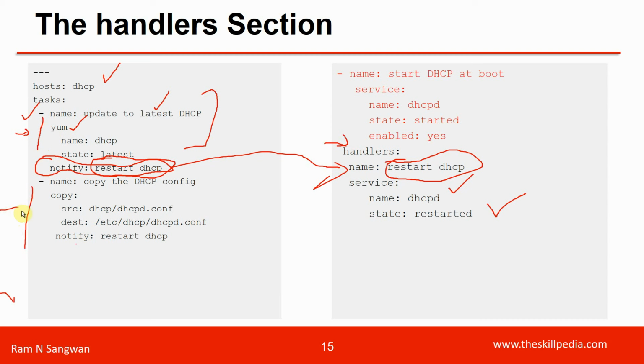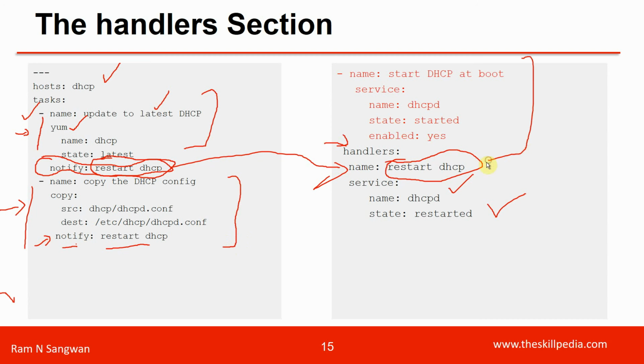Similarly, copy DHCP configuration file. If the file is already existing and is not copied, this module will play no role, will not have any impact. So therefore, this task will not be called. The same task again, same restart DHCP. We are notifying this. So this will not be called if this task is not making any change. If it is making any change, then yes, it will be called again.